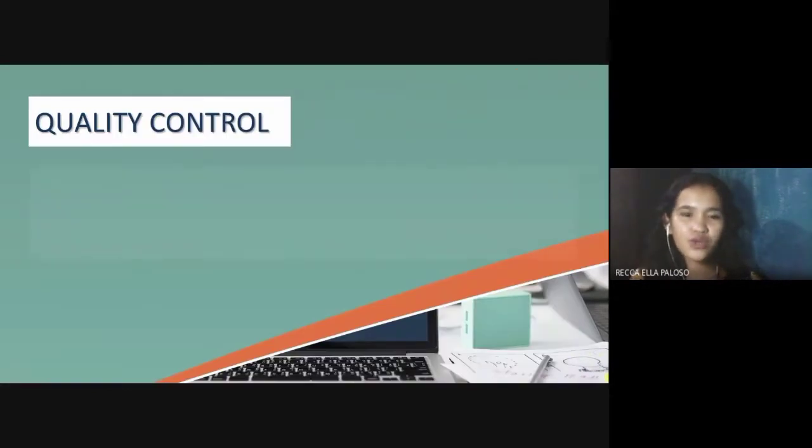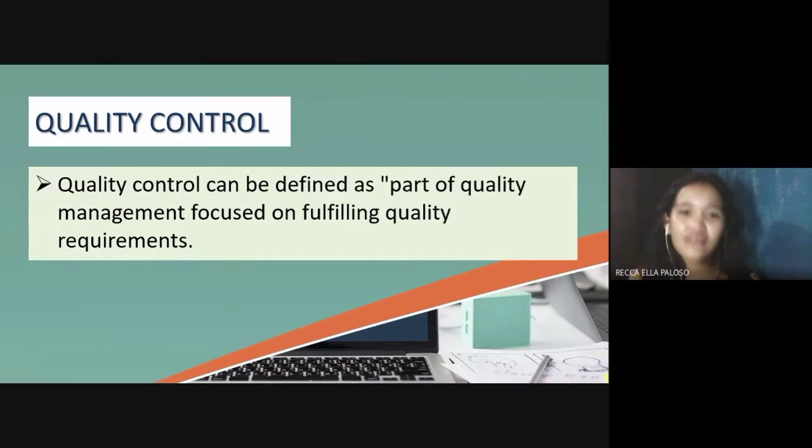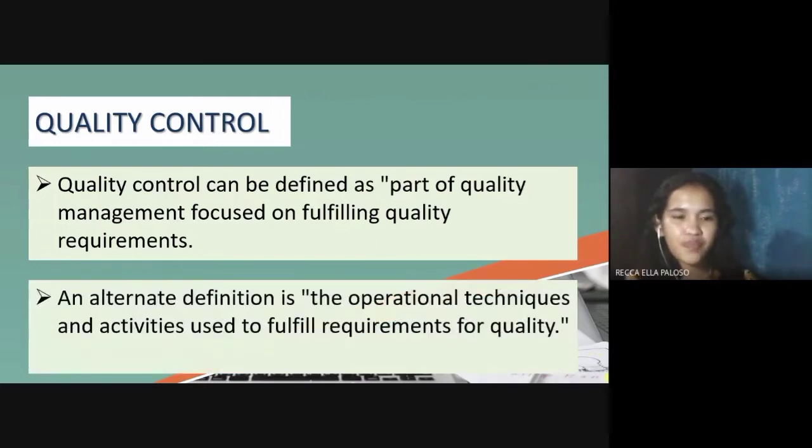Next is quality control. Quality control can be defined as part of quality management focused on fulfilling the quality requirements. While quality assurance relates to how the process is being performed and how the product is being made, quality control focuses on the inspection aspects of quality management. An alternate definition is the operational techniques and activities used to fulfill requirements for quality.